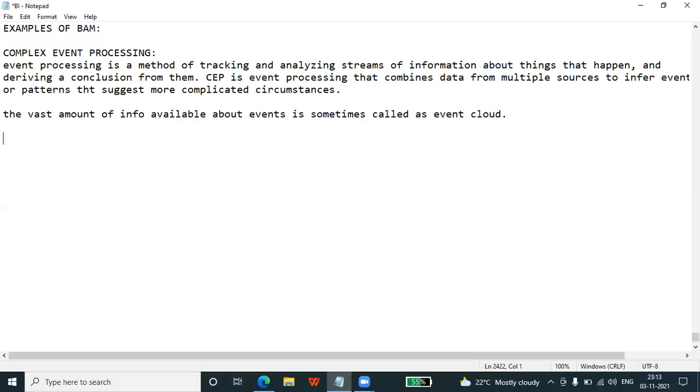Then we discuss its conceptual description. So CEP relies on a number of techniques like event pattern detection, event abstraction, event filtering, event aggregation and transformation, modeling event hierarchies, detecting relationships between events, and abstracting event-driven processes.